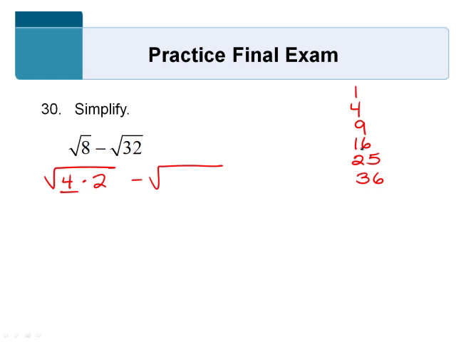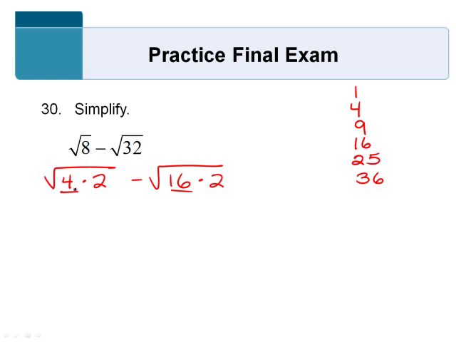The biggest perfect square that goes into 32 is 16 times 2. So you want to go from your number up. Don't go down to your number, because you'll find the smallest perfect square. You want to find the biggest. So over here our perfect square is 16. So you simplify each radical separately.